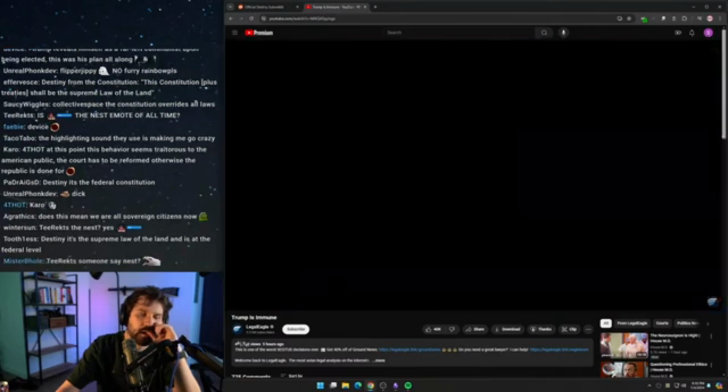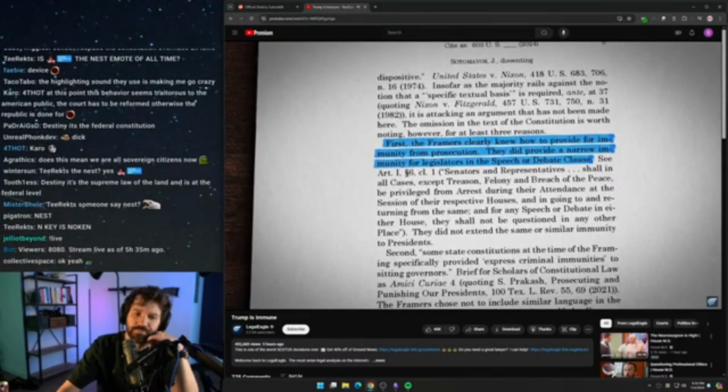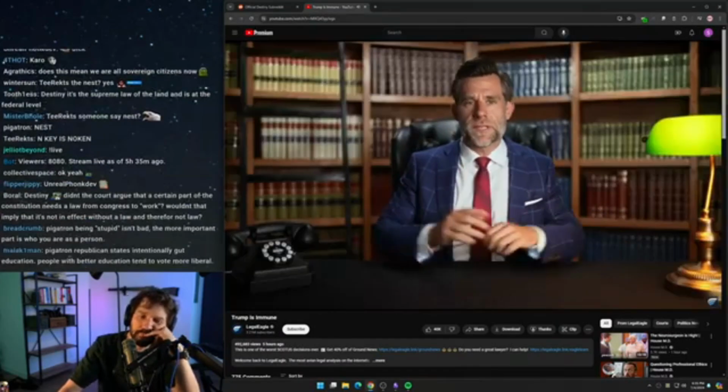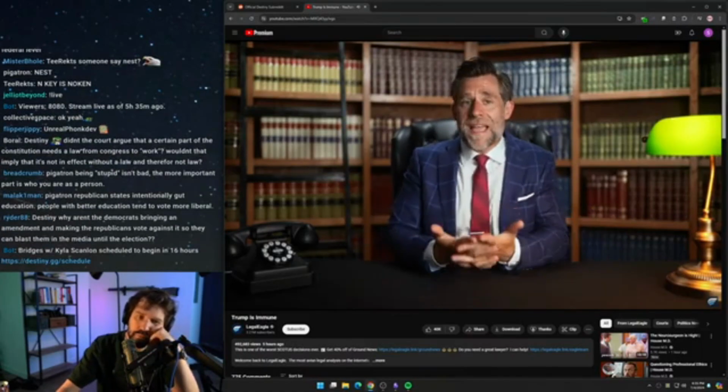Silence is noteworthy in at least 3 respects. Quote, first, the framers clearly knew how to provide for immunity from prosecution because they did give narrow immunity to legislators via the speech or debate clause. They did not extend the same or similar immunity to presidents.